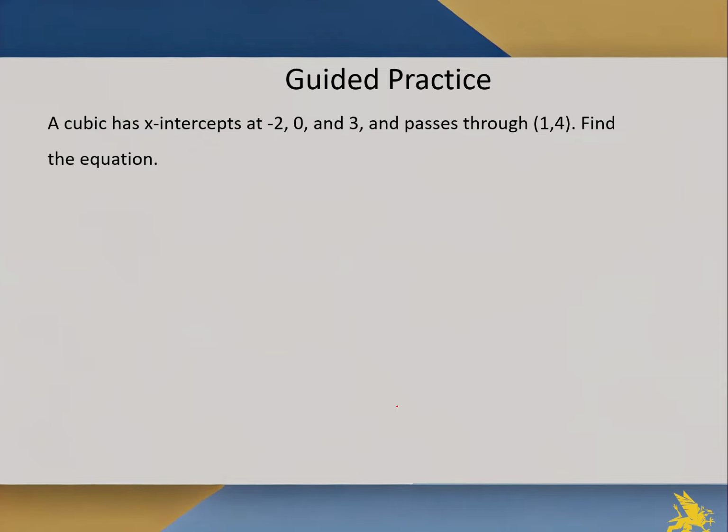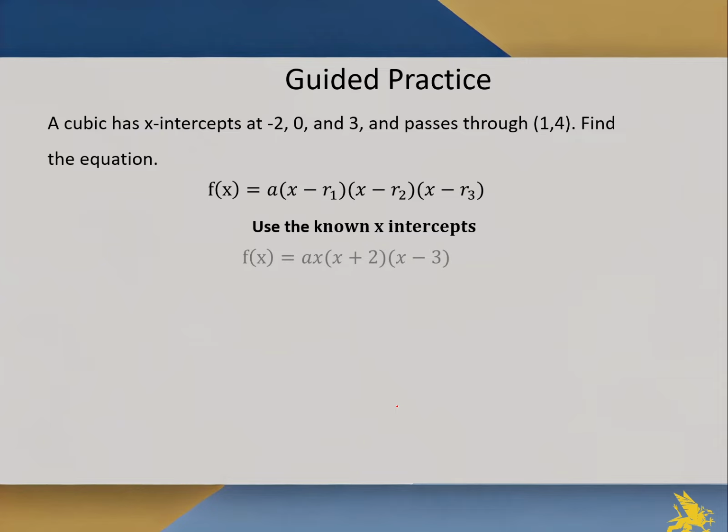Same thing. A cubic has x-intercepts at -2, 0, and 3, and passes through 1 and 4. Find the equation. So the first thing I'm going to do here is write down my basic x-intercepts formula. The second, what are my non-intercepts? I'll substitute them in. So here I've got zeros, I've got x on the outside, intercept -2, so I've got x plus 2, and 3, so that's x minus 3.